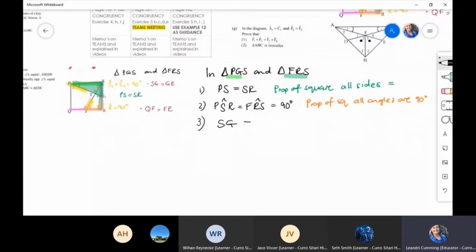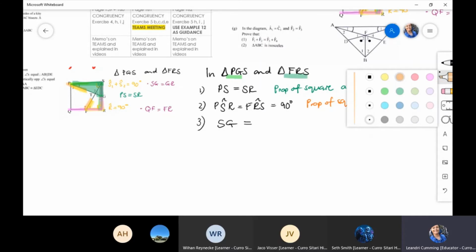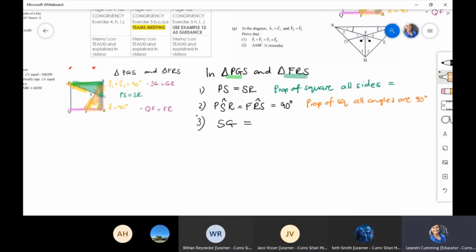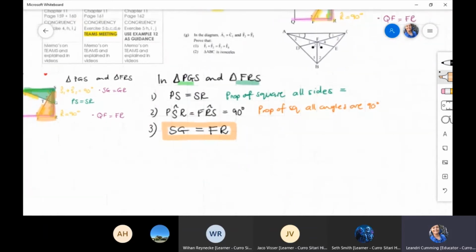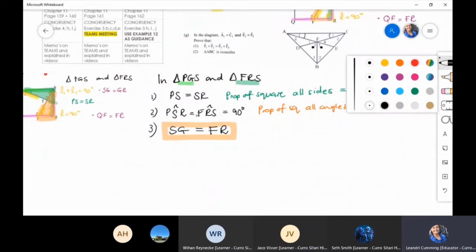SG is therefore equal to, and then the other part that I have is the fact that, let me color that one in, this triangle has the base of FR. So how am I now allowed to go straight to saying SG is equal to FR? Why am I allowed to make this statement? If you provide a valid reason, your statement will be correct.